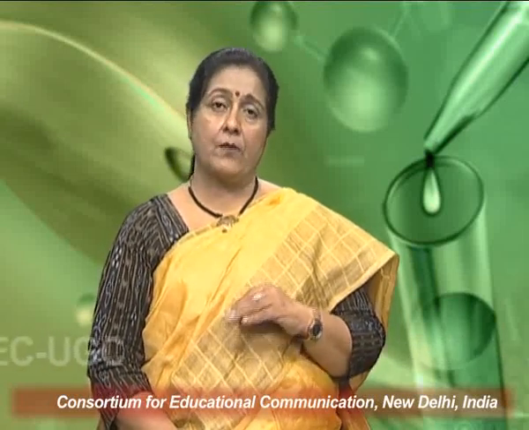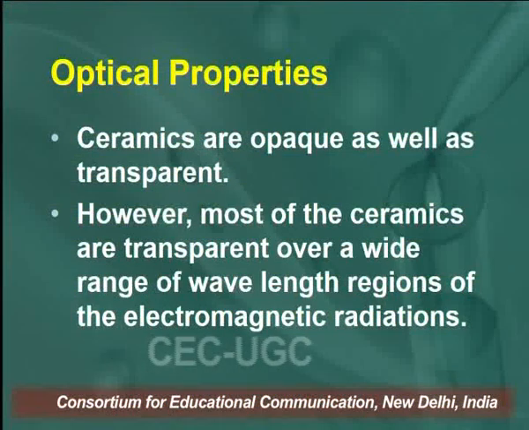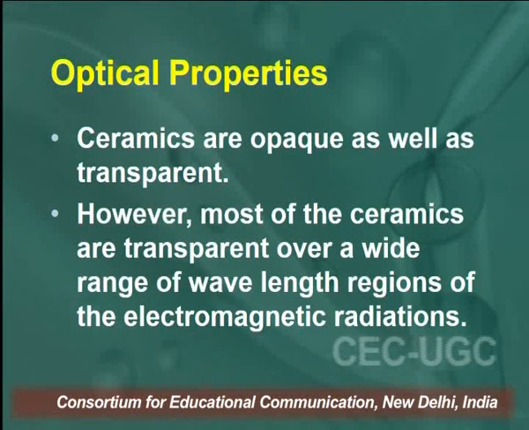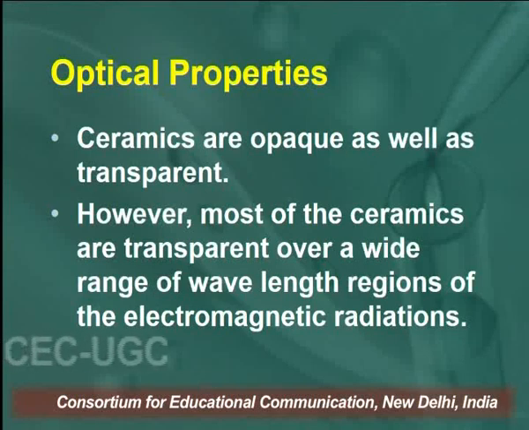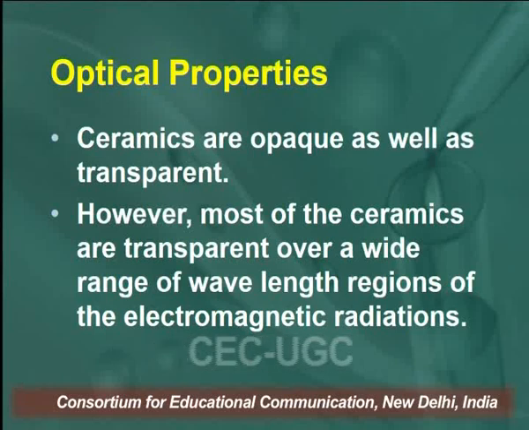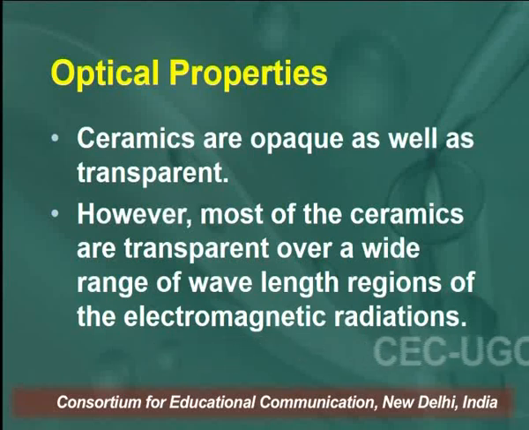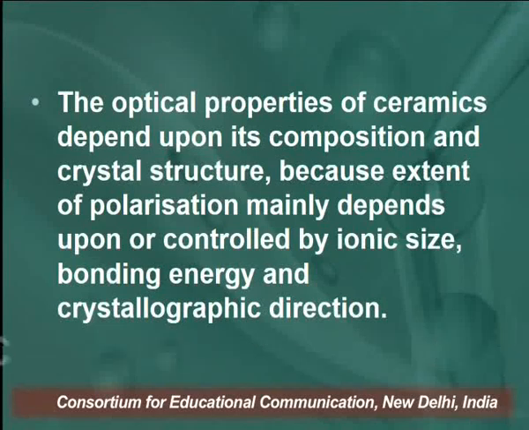Now let us talk about their optical properties. Ceramics are opaque as well as transparent. However, most of the ceramics are transparent over a wide range of wavelength regions of the electromagnetic radiations. The optical properties of ceramics depend upon composition and crystal structure, because the extent of polarization is controlled by ionic size, bonding energy and crystallographic direction.